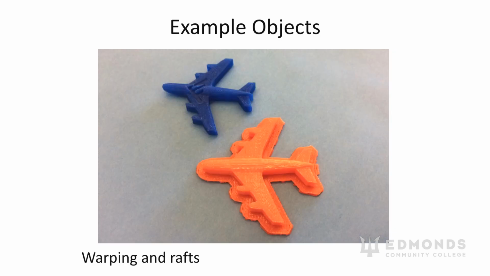We have here an example of a piece that we've broken off of its raft. This raft is one of the types of supports that we can produce in order to minimize the amount of warping at those corners of a shape like this.